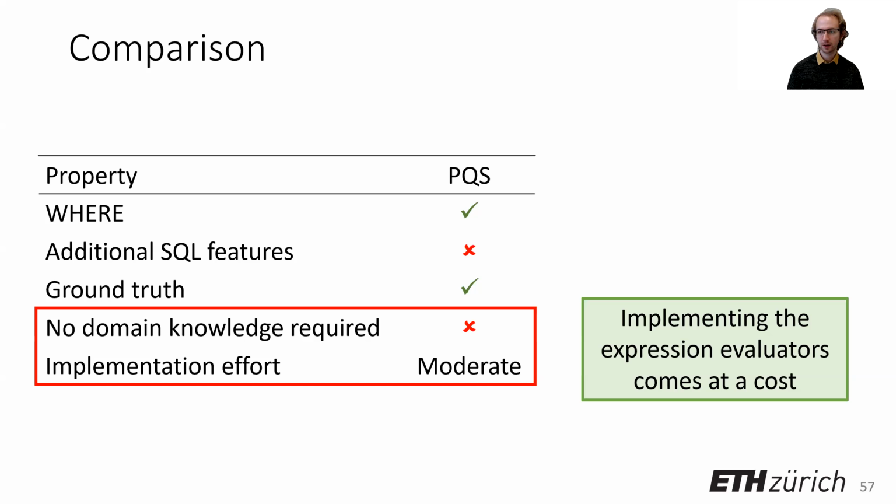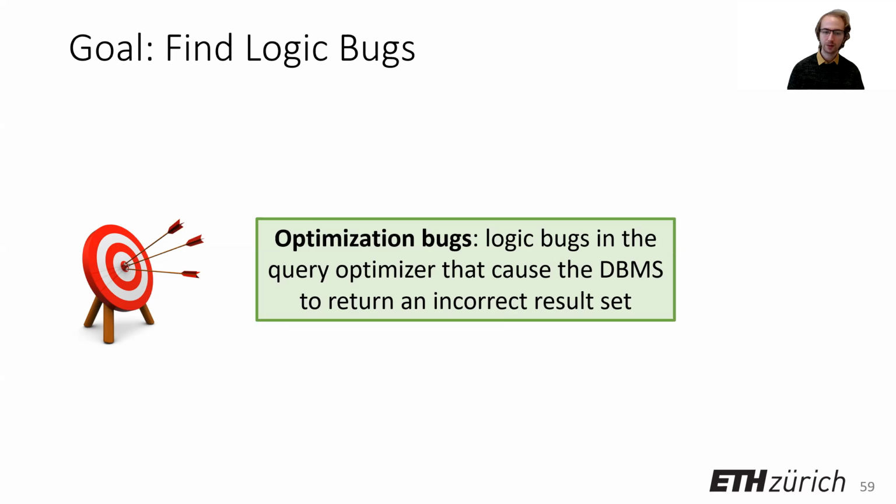Now, the second approach that we came up with is NoREC. With NoREC, we basically wanted to concentrate on an important subcategory of logic bugs, namely optimization bugs, which are logic bugs in the query optimizer that cause the DBMS to return an incorrect result set. So actually a number of the findings of PQS were also such optimization bugs, which motivated us to specifically pursue this. And one goal here was also to provide an approach that requires less or no domain knowledge and probably less implementation effort.